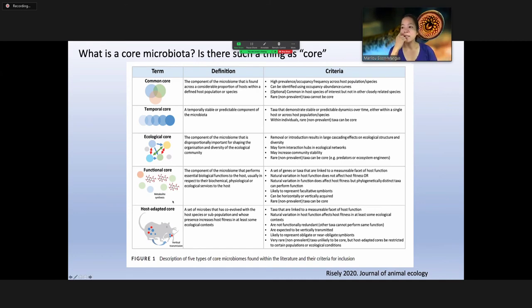Functional core. So these are the ones that essentially perform biological functions in the host. So you have to remember that these have co-evolved most likely. So functional core and host-adapted core are more or less similar. Or they are related. It means that when the microbiomes are doing very important function in the body, they tend to be adapted with the host or have co-evolved with the host.